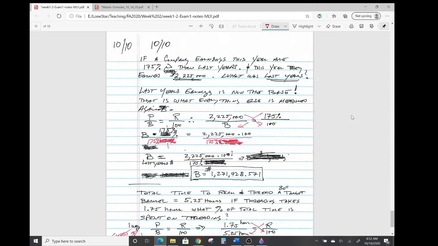Okay? Last year's earnings is now the base. That's what we're trying to solve for. We're trying to solve for last year's earnings, the base. That is what everything else is measured against. Okay? So we're trying to solve for B. We don't know what B is. We do know what this year's is. This year's is 2 million. So the part of last year's base is greater by 100. It's 175%, right? All right. It's 175% of last year.